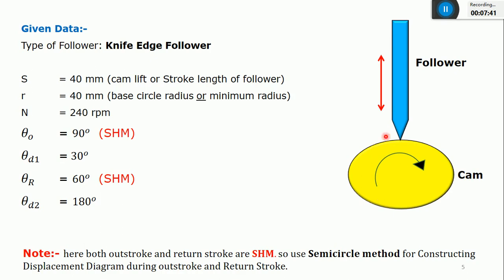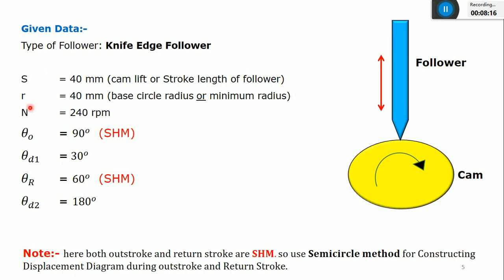As the cam starts rotating, the follower also starts moving in upward and downward direction. This follower will travel through some distance, and that is nothing but the stroke length of the follower. The distance traveled by the follower from this point to this point is given as 40 mm. So it has to be indicated with the alphabet S. It is also known as the cam lift or stroke length of the follower.